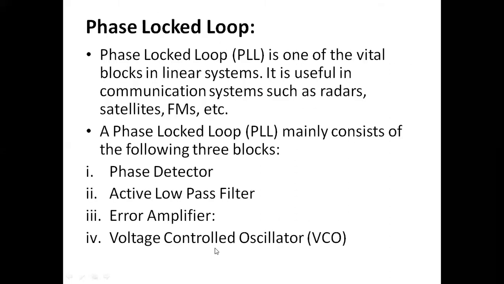So next one is phase locked loop. In short form, we can also call it PLL. PLL is one of the linear systems, so it can be used in linear systems. It is useful in communication systems such as radars, satellites, FMs, etc. PLL mainly consists of four blocks: phase detector, low pass filter, that is active low pass filter, error amplifier, and VCO, that is voltage controlled oscillator. These are the four blocks which we have in PLL.